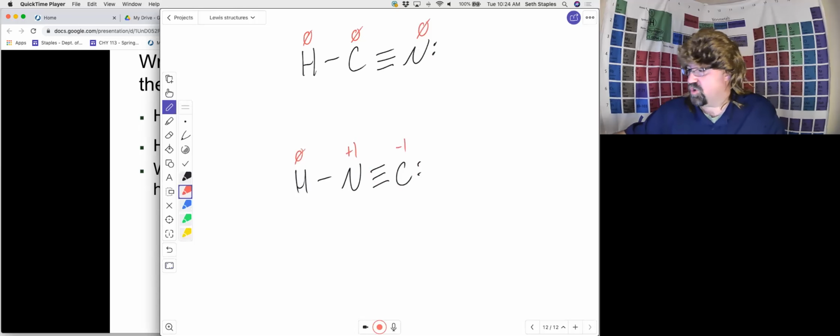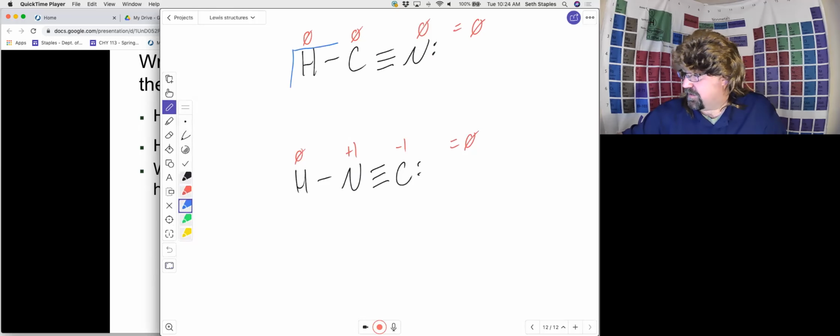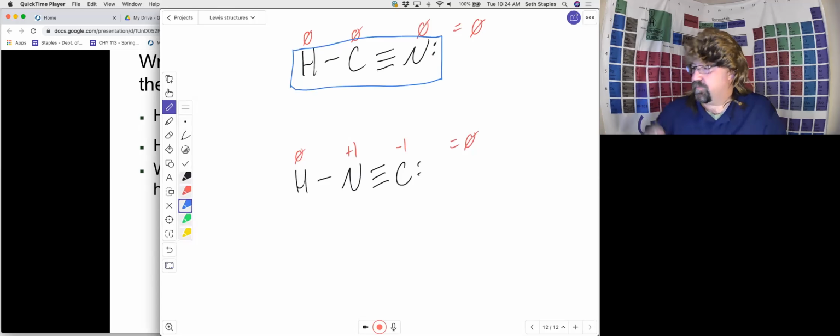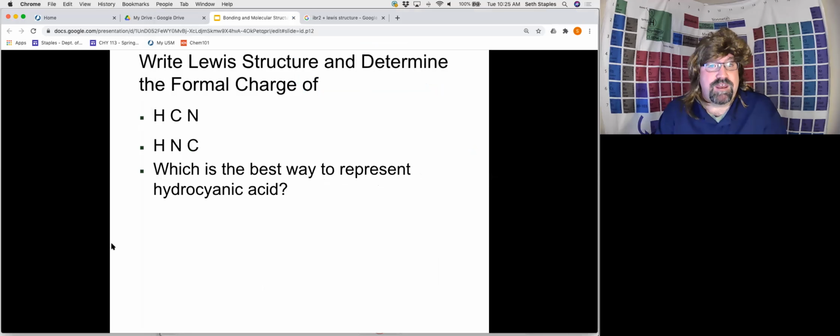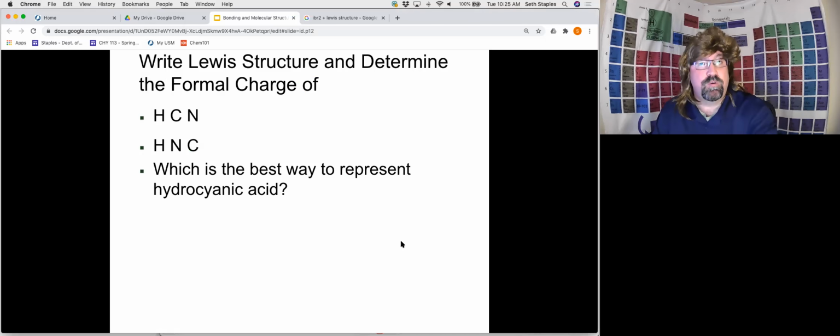Check to see that our formal charges are accurate. 0 plus 0 plus 0 is 0. 0 plus -1 plus +1 is 0. That works out because HCN is a neutral compound. And so we can see that our top structure is the one that gives us 0 formal charges. And so that tells us that officially that would be the correct structure to draw for hydrocyanic acid. And so we'll apply this analysis anytime there's more than one possible Lewis structure.